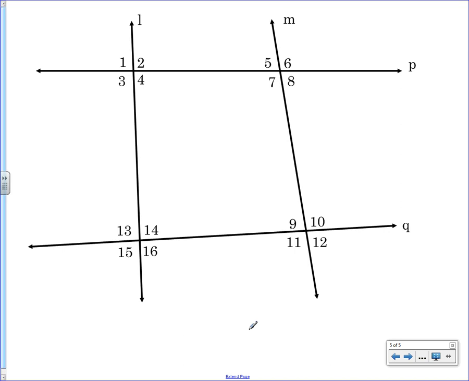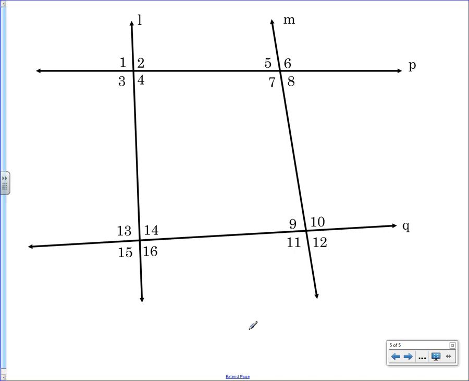So alternate interior, alternate exterior, corresponding, consecutive interior. You could still tell me maybe vertical. You could still tell me linear pair. You could still tell me adjacent. All those are still options, but these are the new ones. Does that make sense? So if you want to write these down as I go because you think you need more examples, you totally can. If you want to just listen and look, you can. It's up to you. I just wanted to give you more examples, okay?